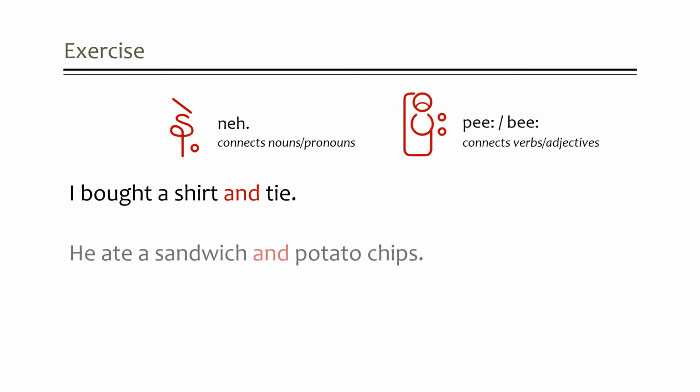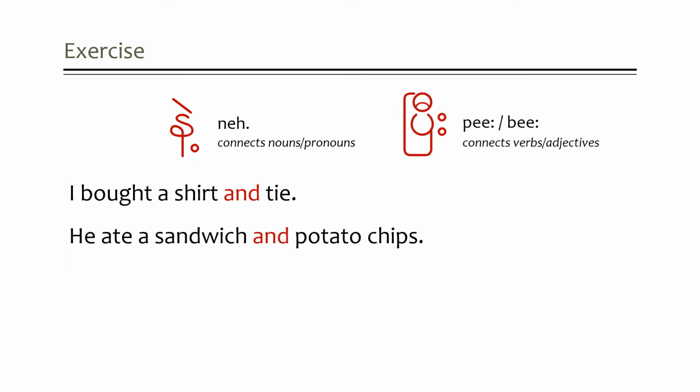Okay, let's look at our next sentence. He ate a sandwich and potato chips. Which particle should we use? Yep, that's right. Once again, those are two things, a sandwich and potato chips. So we use the ne particle.